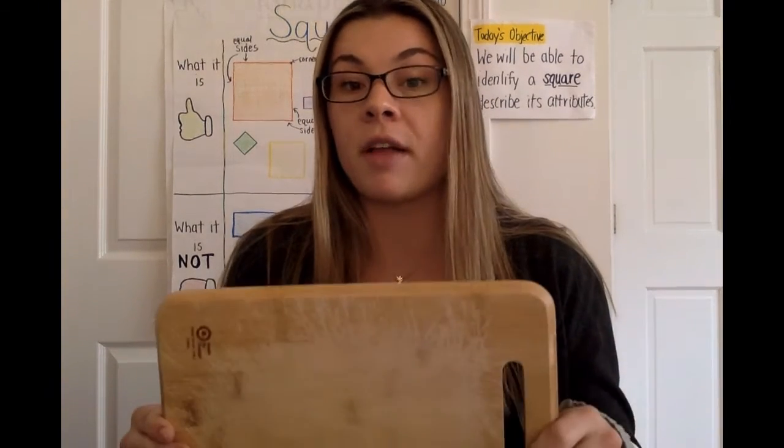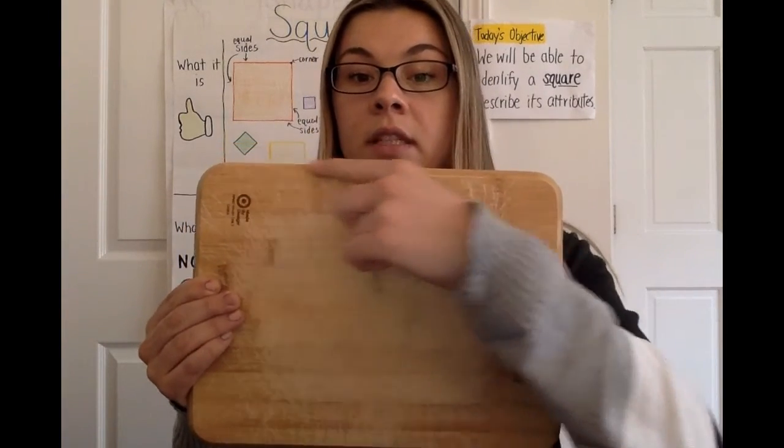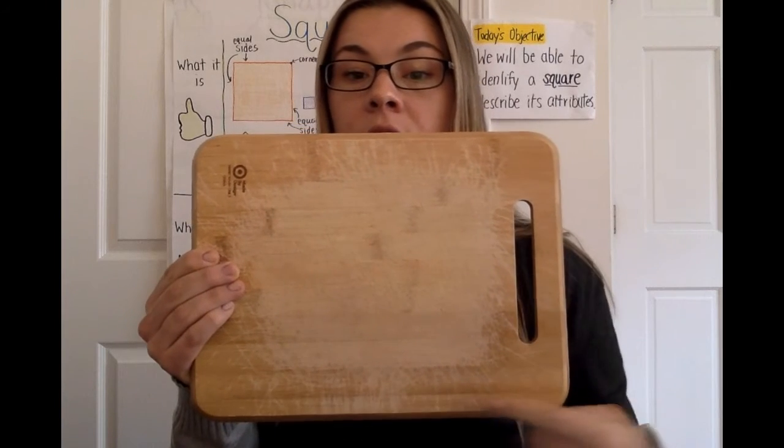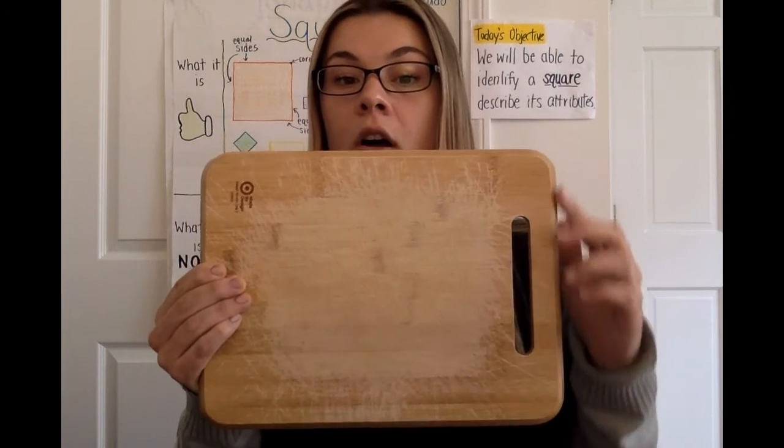Something else, when I opened my fridge, I noticed a slice of cheese was in the shape of a square, as well as the tiles on my counter in the kitchen and on the floor. Some items I found that are not in the shape of a square, my cutting board. These 2 side lengths here, they are straight, but they are not all equal in length. They are unequal sides. So that is not a square. And then a plate has curved lines, curved sides, so this is not a square as well.